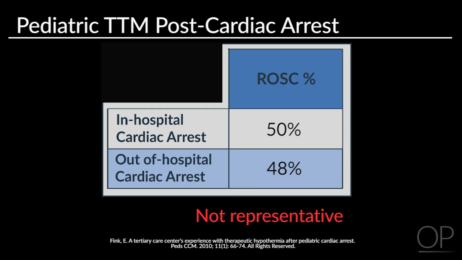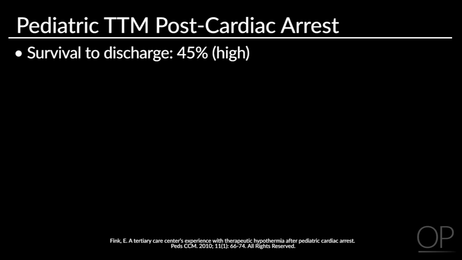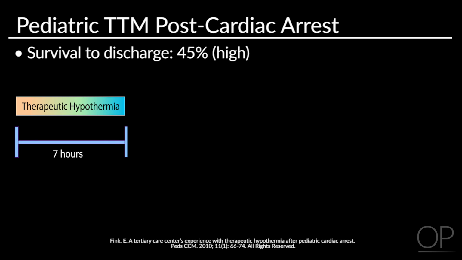ROSC was 50% for in-hospital and 48% for out-of-hospital cardiac arrest, some of those numbers not being representative of what is seen in larger studies. And the overall survival to hospital discharge was actually 45%, which is quite high, considering this is a mixed patient population of in-hospital and out-of-hospital cardiac arrest. 60% of their patients that had therapeutic hypothermia provided had an initial temperature of 35 degrees. The median temperature target was 34 degrees, and it was reached by 7 hours.